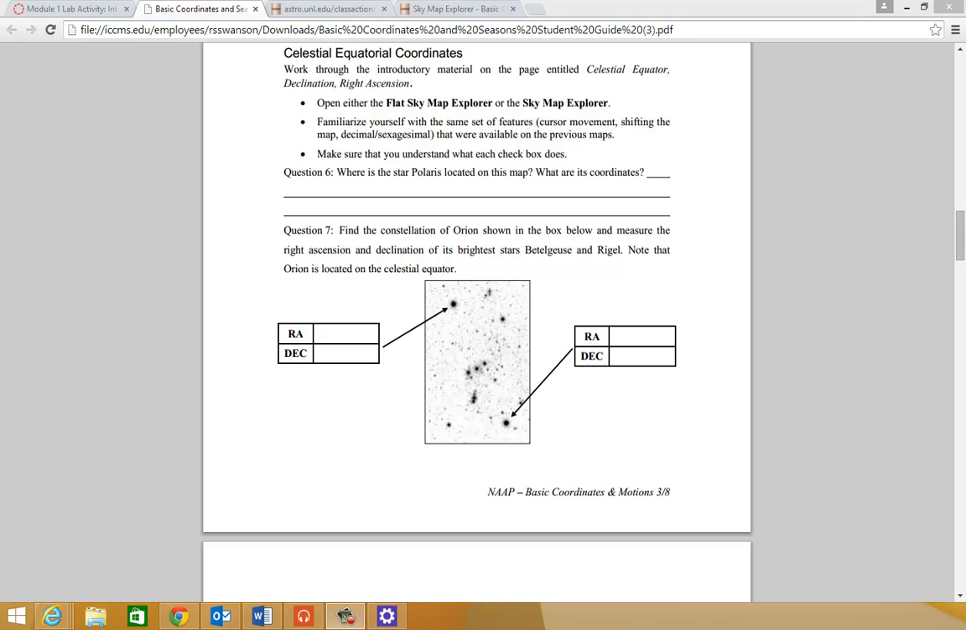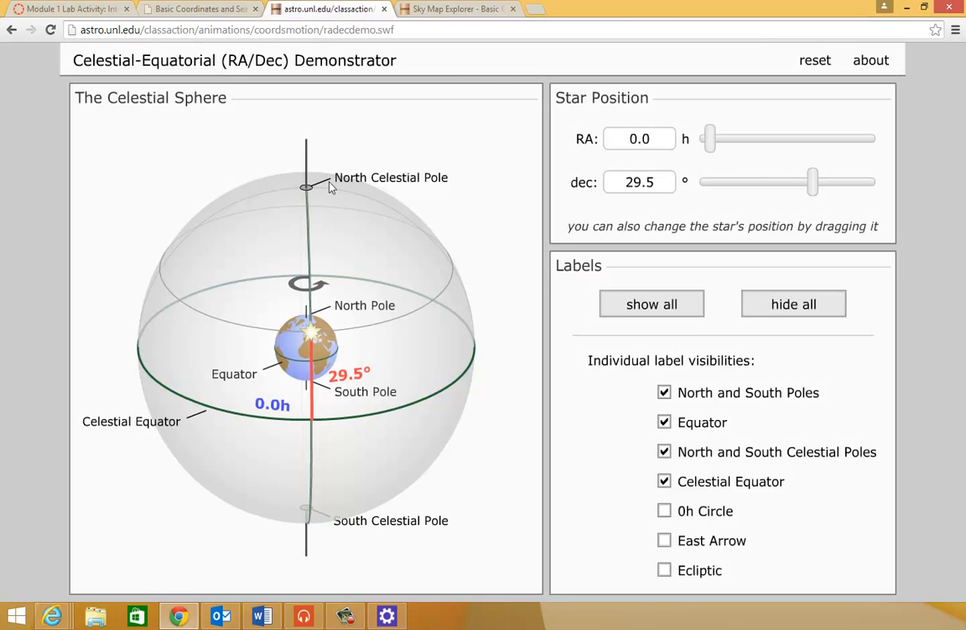Okay, welcome back. We're in the midst of trying to pinpoint the location of a star on the celestial sphere. What we left off with last time was the concept of declination. We can look at a star, in this case this star, and specify how far north or south of the celestial equator it is. Again, the celestial equator has a value of 0 degrees declination. The north celestial pole has positive 90. The south celestial pole has negative 90 degrees declination.